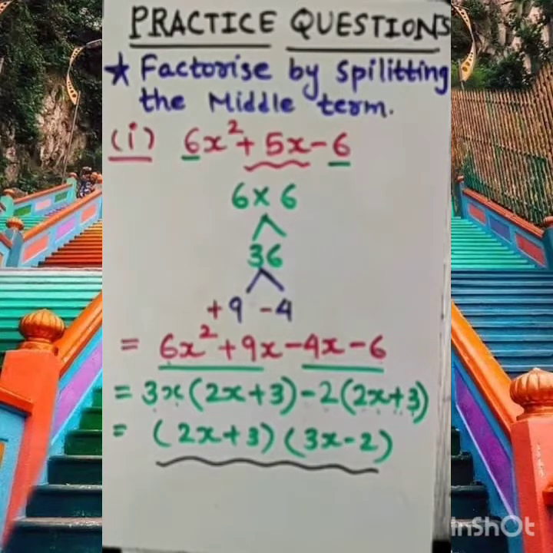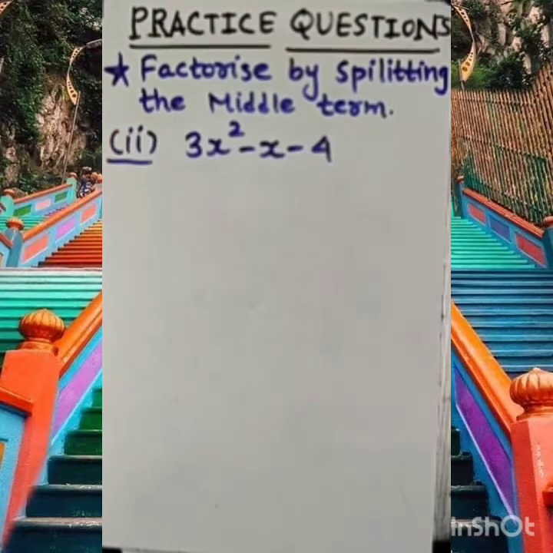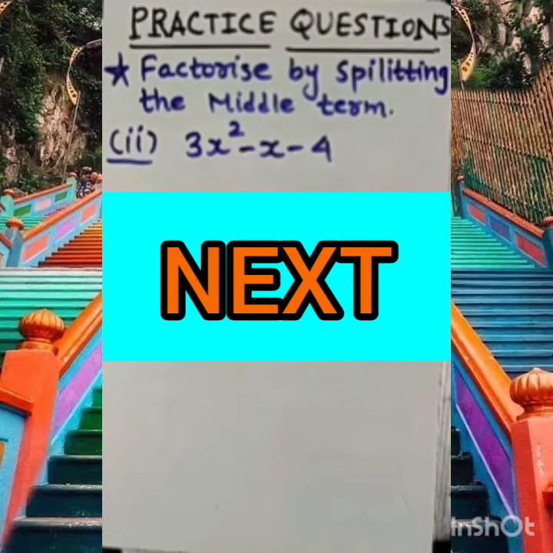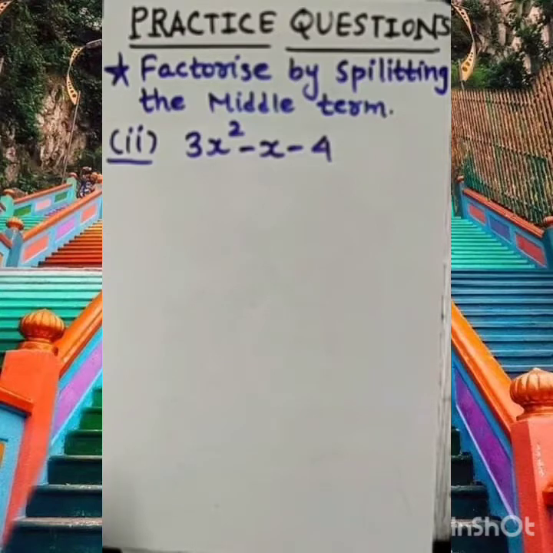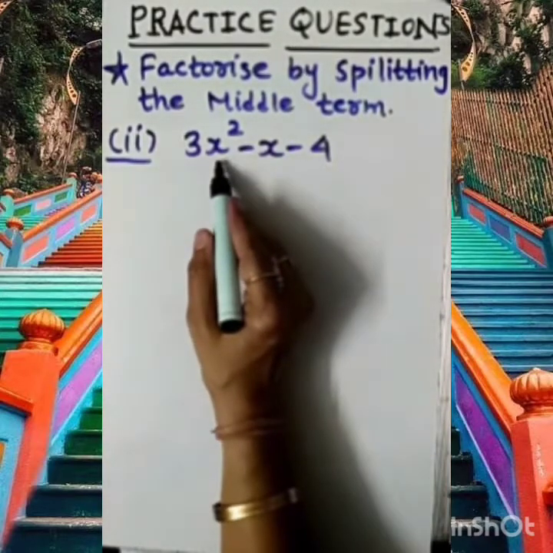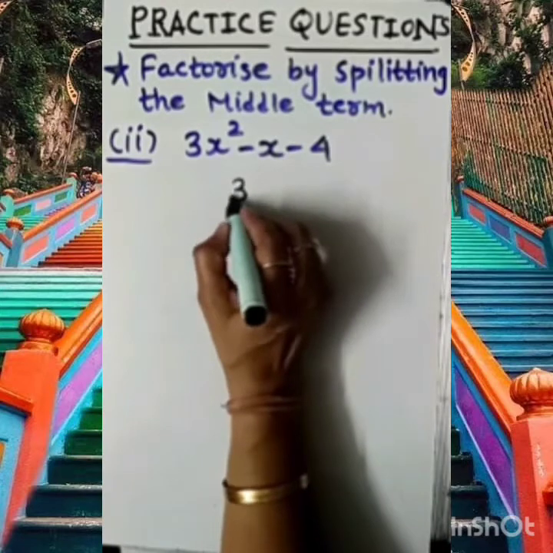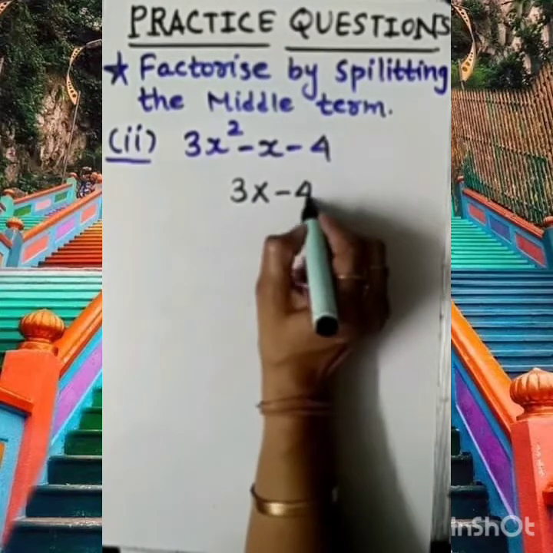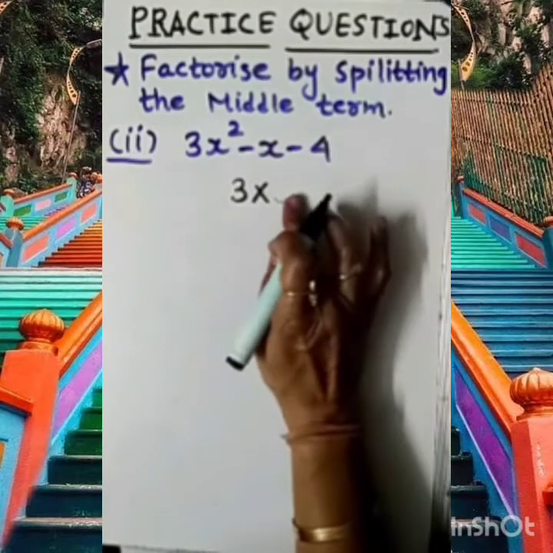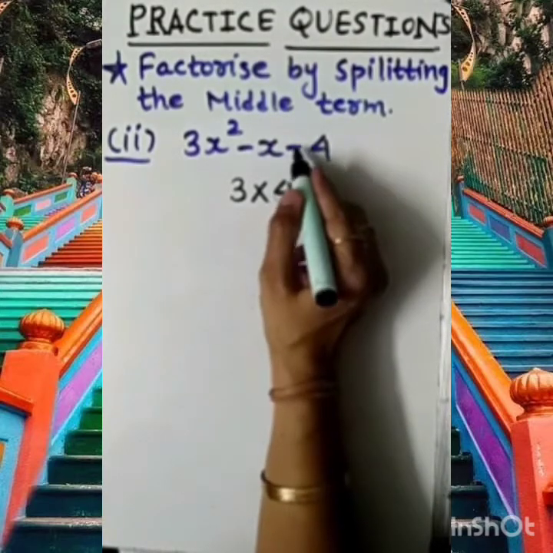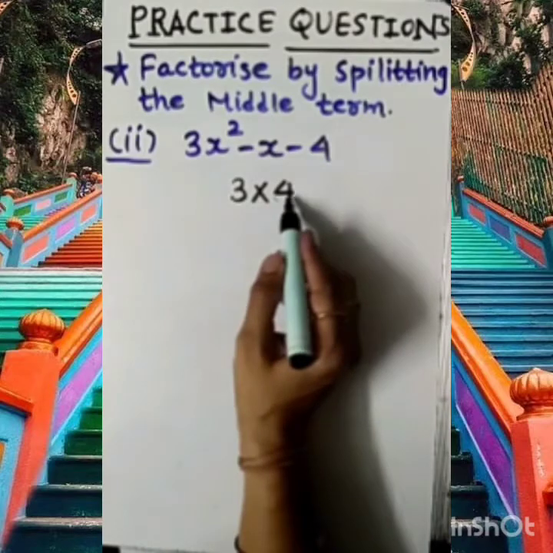Let's take one more example to understand splitting the middle term better. One more question you can find on your screen: 3x square minus x minus 4. How to factorize? As usual, we need the product of the coefficient of x square, that is 3, and the constant term, that is minus 4. For now we are considering only 4, ignoring the minus. So 3 fours are 12.